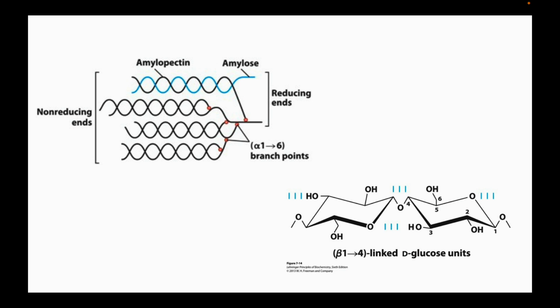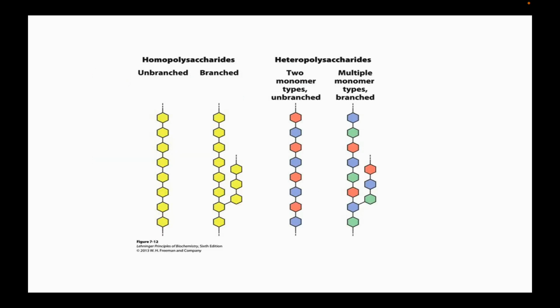In humans we have glycogen. In plants, what do we have? Both cellulose and starch. So cellulose is unbranched. Cellulose is an unbranched homopolysaccharide. It has no 1,6 linkage. This sixth carbon is not linked; there is no branching at the sixth carbon.